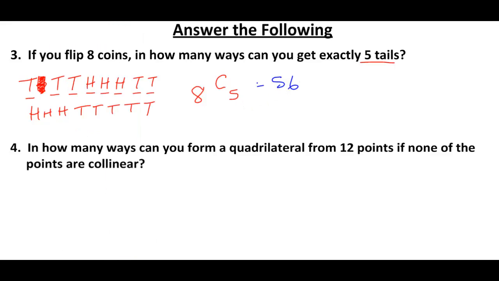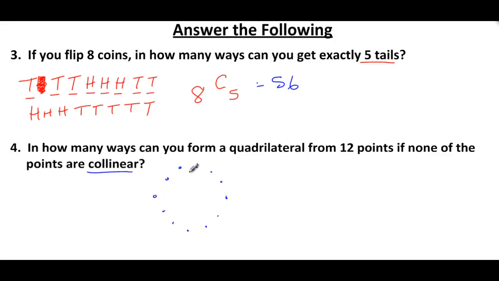In example 4, it says, in how many ways can you form a quadrilateral from 12 points if none of the points are collinear? And this, if you remember from geometry, non-collinear means points that aren't all in the same line. So if I draw 12 points that aren't all in the same line, it would look something like a clock, or that's an easier way to do it.